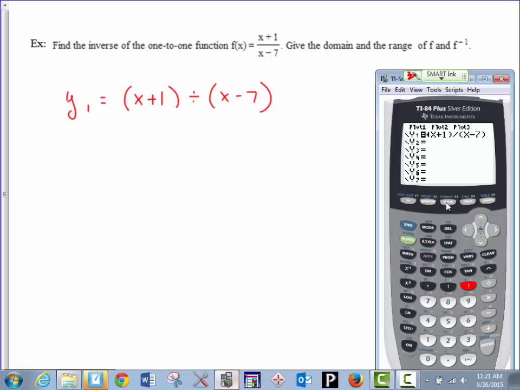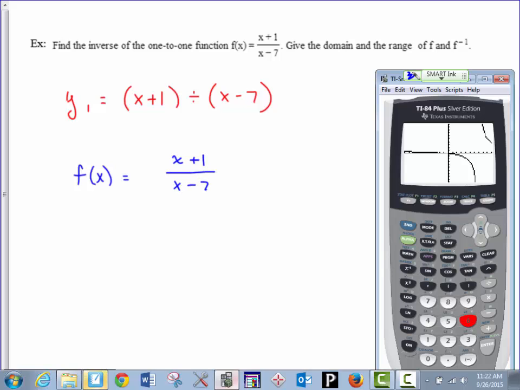parentheses. I'm going to try this in a standard window, so do zoom, and then zoom standard, and then there's my graph. Now, I'm going to write something down that we're going to learn later on. This function, as it's written originally as x plus 1 over x minus 7, we know has a problem when x is equal to 7 because that makes the denominator 0.